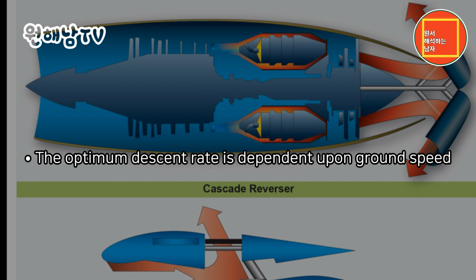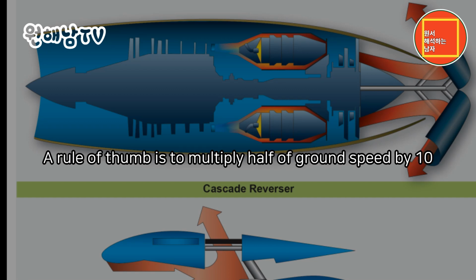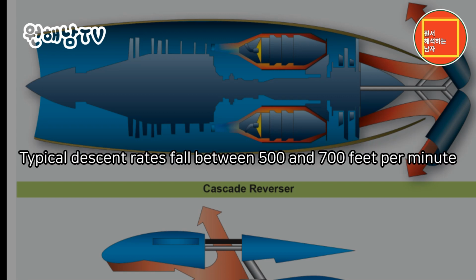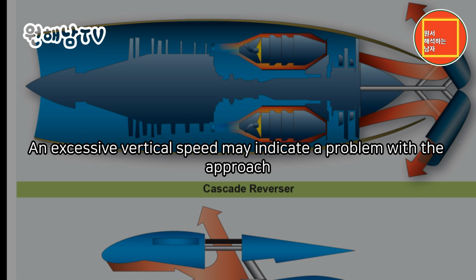The optimum descent rate is dependent upon ground speed. A rule of thumb is to multiply half of ground speed by 10. For example, a 130-knot ground speed should result in a 65 times 10, 650 feet per minute descent rate. Typical descent rates fall between 500 and 700 feet per minute. An excessive vertical speed may indicate a problem with the approach.